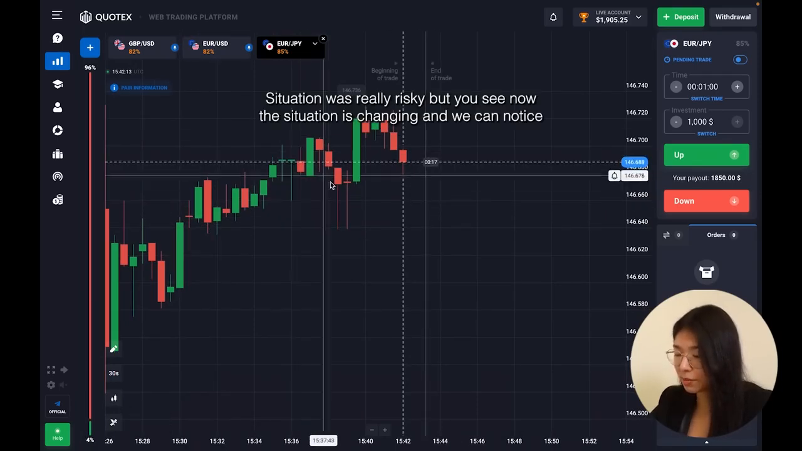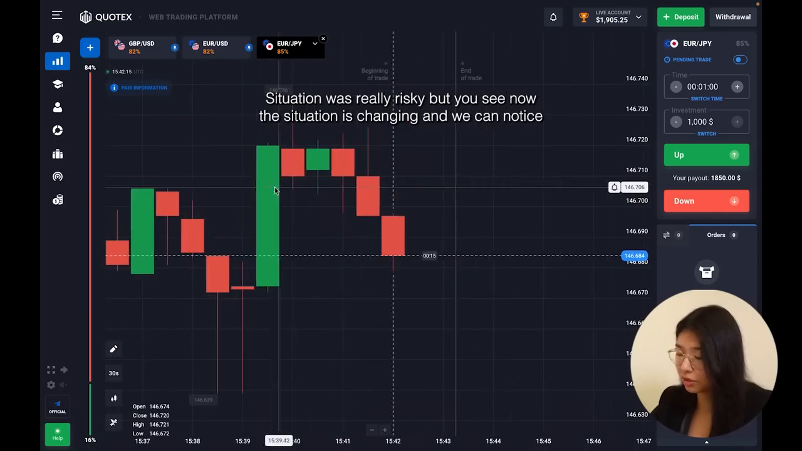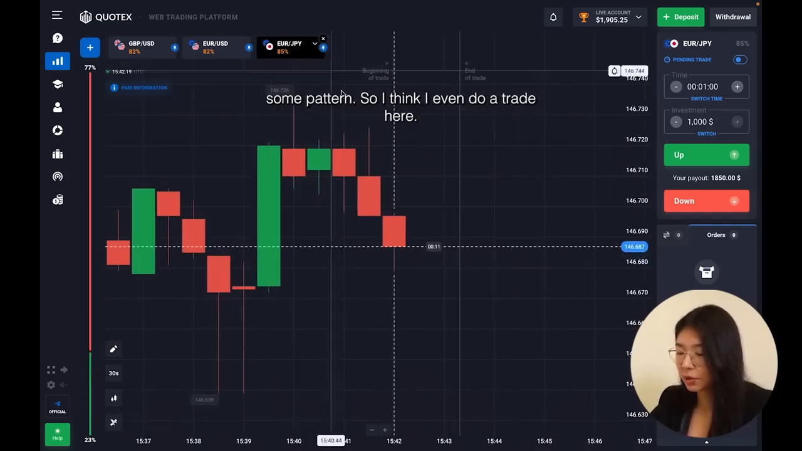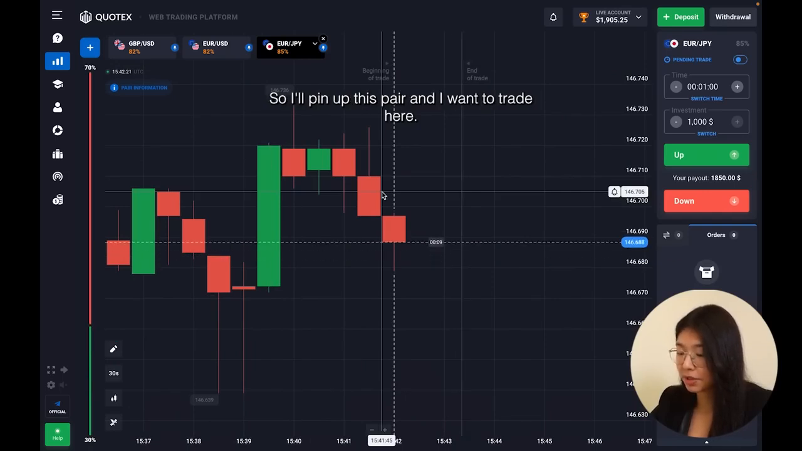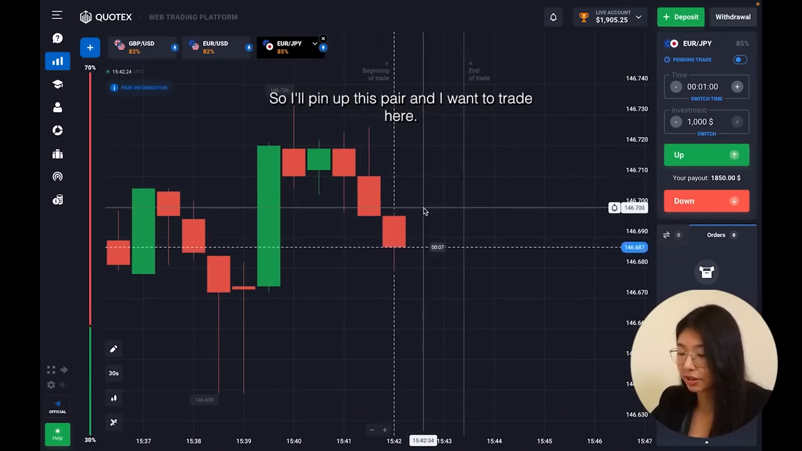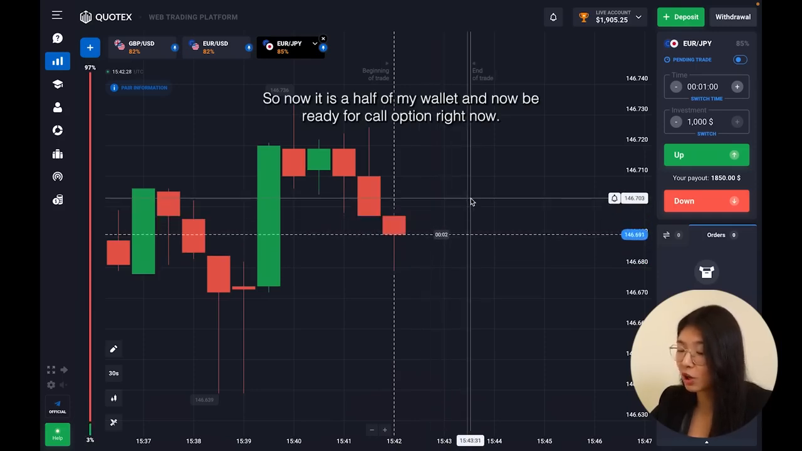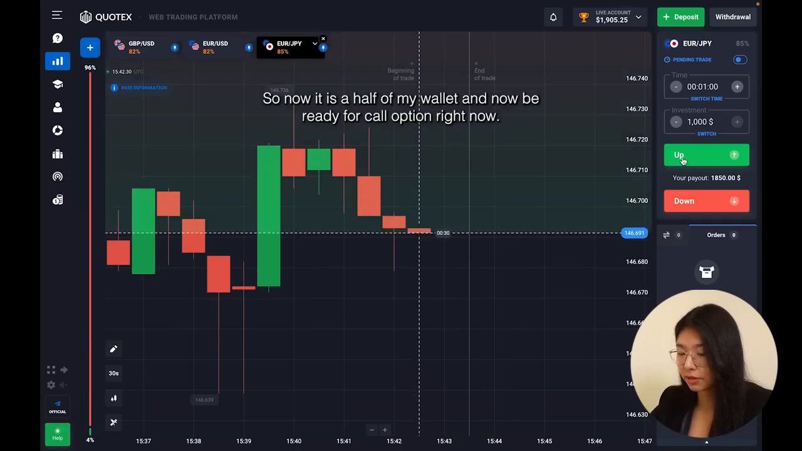The situation was really risky, but you see now the situation is changing, and we can notice some patterns. I think I will do a trade here and I'll pin up this pair and I want to trade here. So with $1,000, now it's half of my wallet, and I'll be ready for a call option right now.